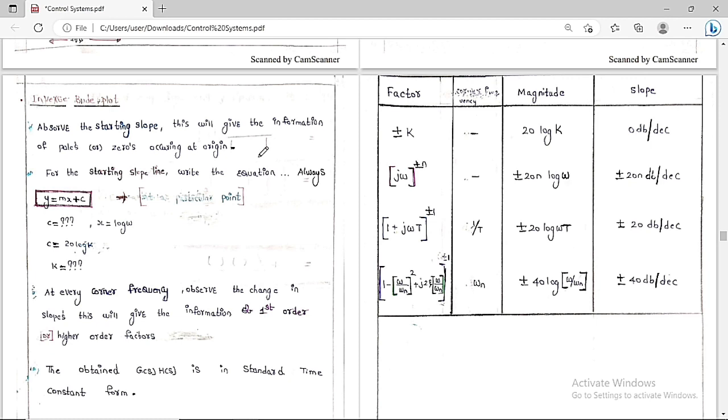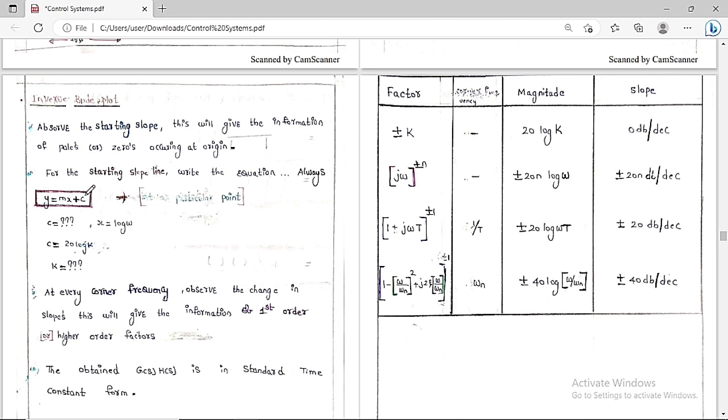Now we can say, suppose the starting slope is plus 20 dB per decade, it means there is only 1 zero at the origin. If it is plus 40 dB per decade, we have 2 zeros at the origin. If it is minus 20 dB per decade, it means 1 pole at the origin. If it is minus 40 dB per decade, it means 2 poles at the origin. Therefore, just by observing the starting slope of the magnitude Bode plot, we can tell the number of poles or zeros present at the origin.